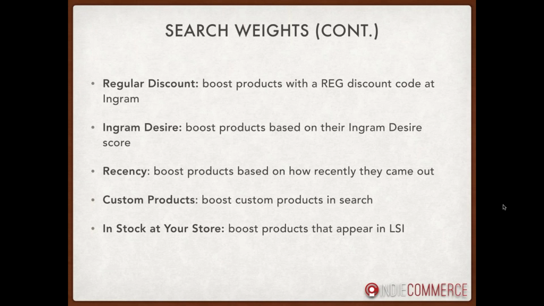Other things that may be more interesting to mess around with include the boosts for books that are in stock or coming soon, books that have a regular discount code at Ingram, and products. You can boost products based on their desire score. We already do this, but you could bump it up further or take it out if you don't want it. There's a recency boost, which boosts books based on how recently they came out.